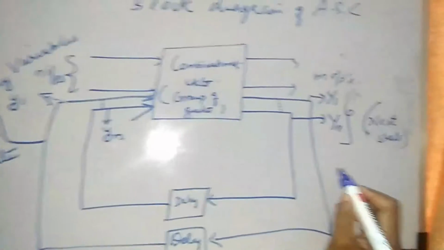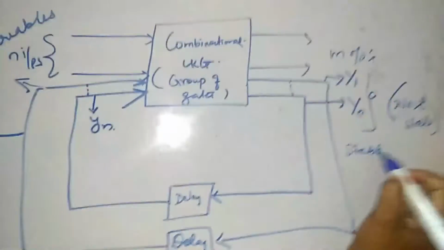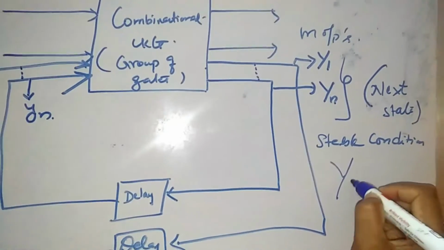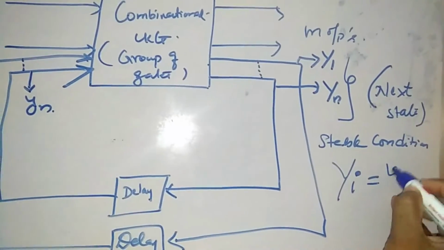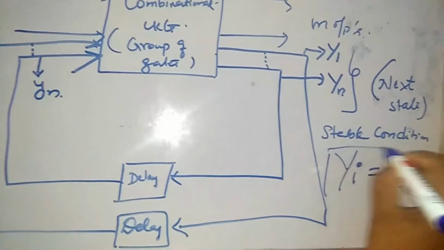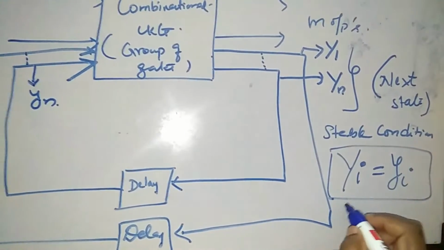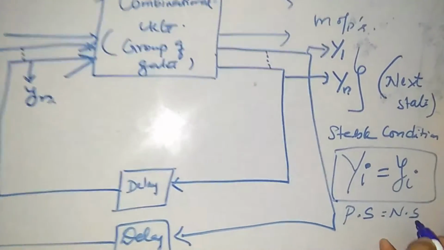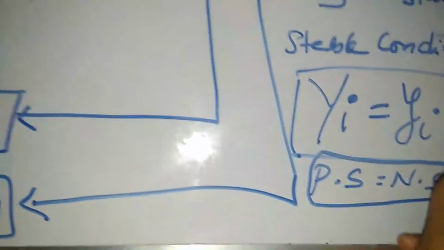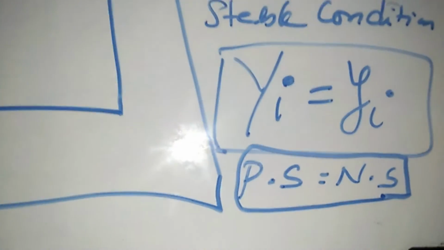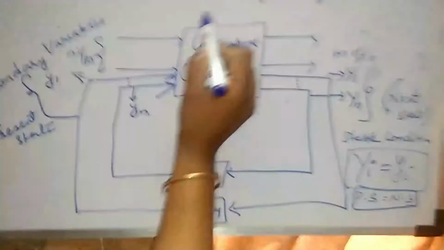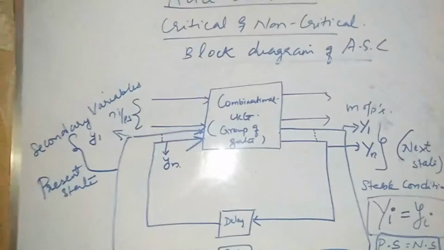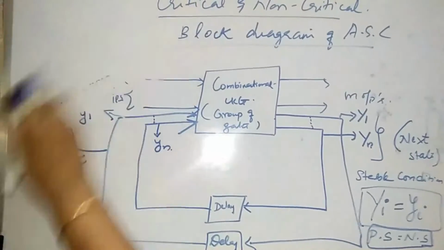And we very well know that for a stable condition, our capital Yi must be equal to small yi. That signifies that our present state must be equal to the next state. Whenever our present state is equal to the next state, we say that the system is in a stable condition. So this is the block diagram specification of an asynchronous sequential circuit. Now let us go to the race condition.